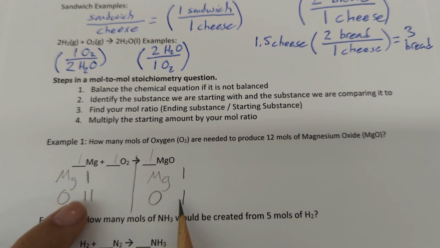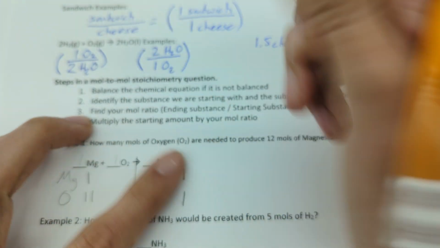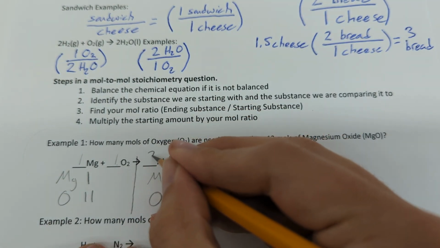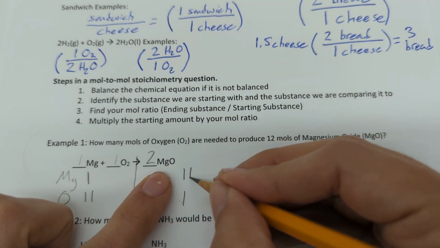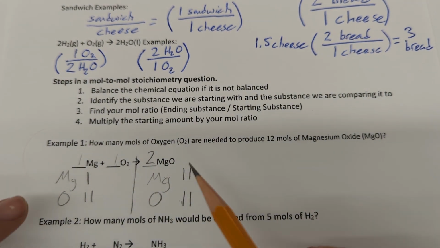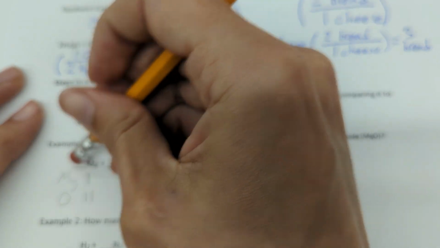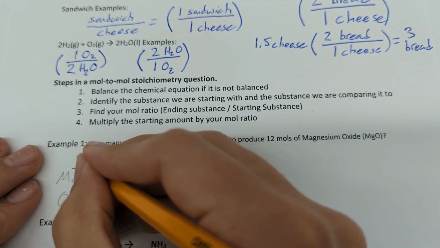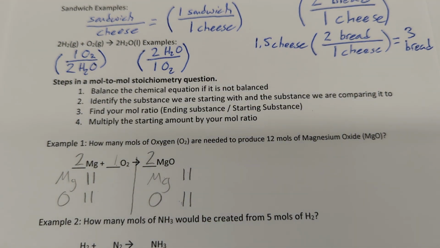My magnesium is balanced, but I need more oxygen on my right side, so I will erase this coefficient and make that a 2. And in doing so, I'm adding another magnesium and another oxygen. So now my oxygens are balanced, but I need more magnesium here. So there. Now we've got a balanced chemical equation.